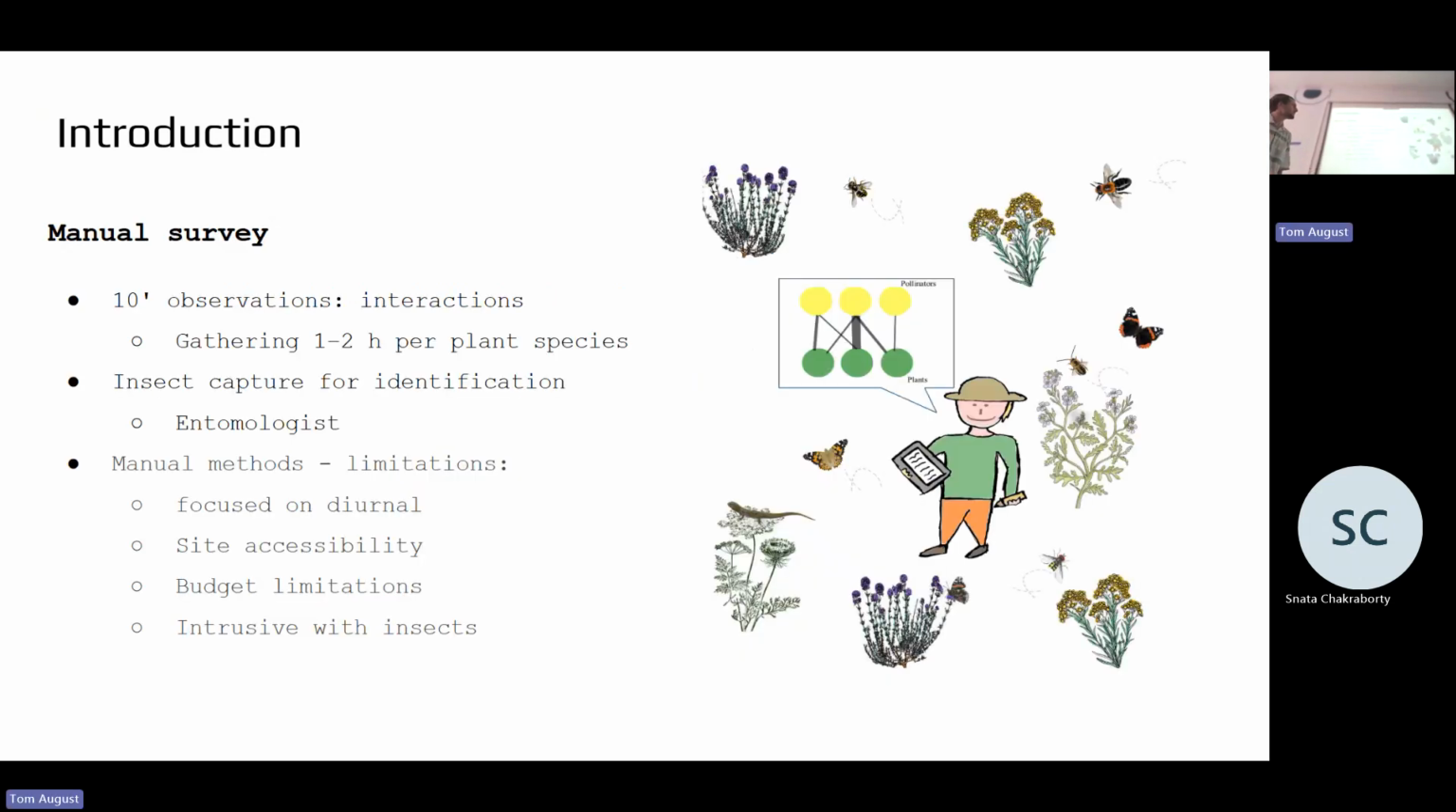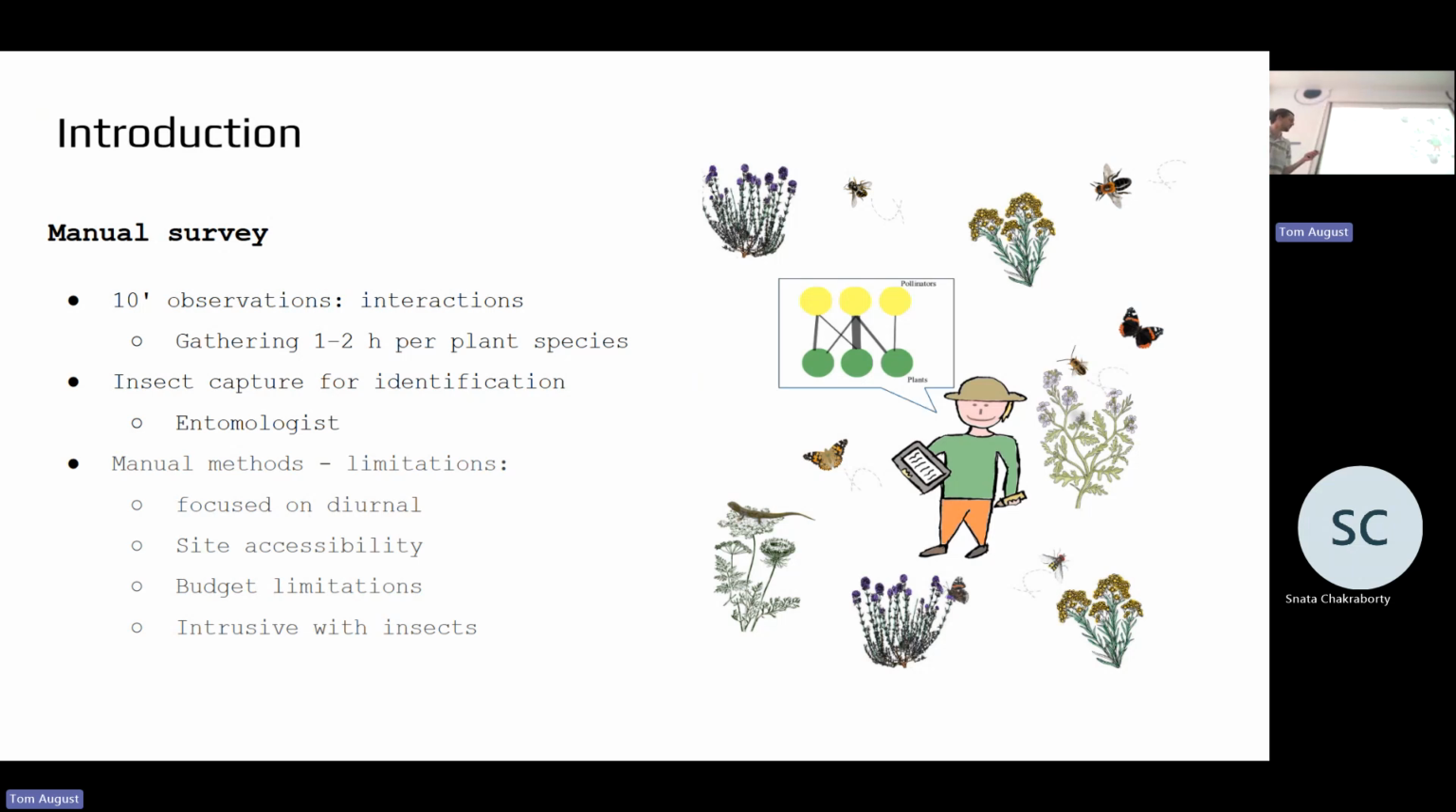Then this data that we gather, we obtain it with focal observations. We gather between one hour or two per plant species, depending on the abundance. The species that we don't know how to identify in the field, we collect and bring to the entomologist. And yeah, but we all know that these methodologies have limitations.